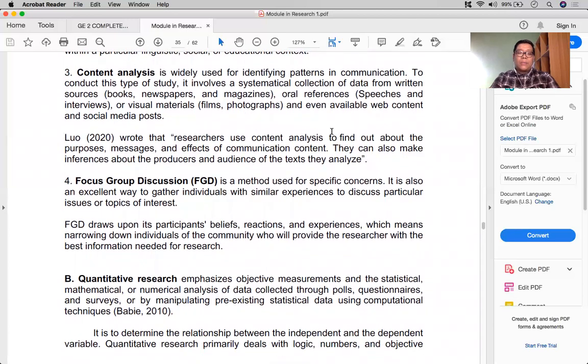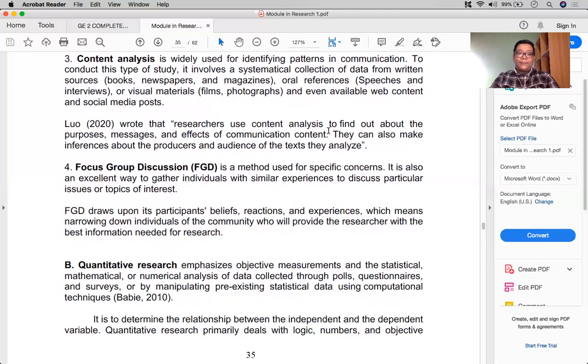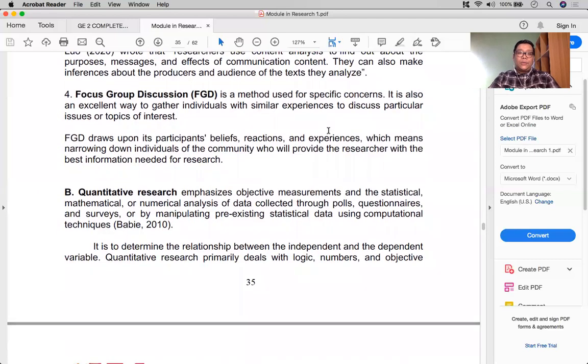So this process draws upon its participants' beliefs, reactions, and experiences, which means narrowing down individuals of the community who will provide the researcher with the best information needed for research. So literature says that the maximum number of people to be involved in a focus group discussion is usually 8 to 10 individuals, but others opt for 5 individuals only, depending on the original number of participants or sample size chosen for the research. So these are the important concepts about qualitative research.